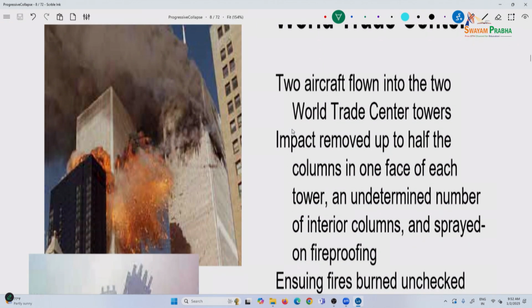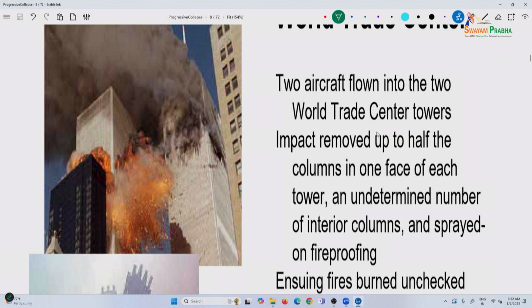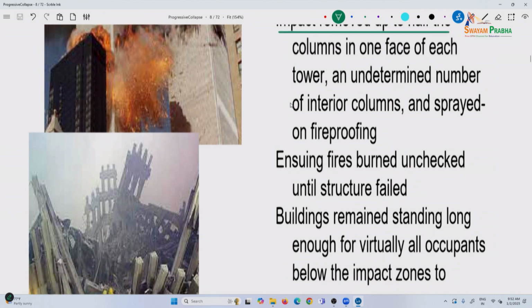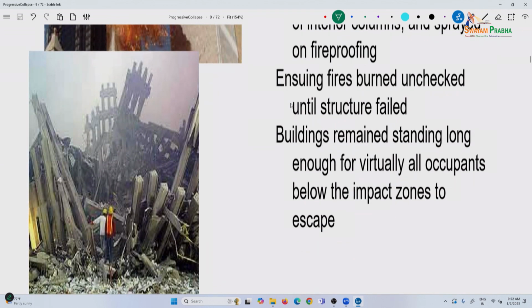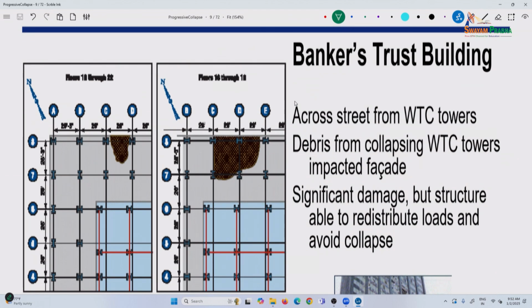Now, all this led to even the World Trade Center 9/11 scenario. The impact removed columns on each face of the tower and an undetermined number of interior columns and fireproofing, and of course, this is a combination of fire basically reducing steel's capacity and elastic modulus. These things have to be running for hours, fires unchecked for hours until the structure failed. This is another building again for 9/11.